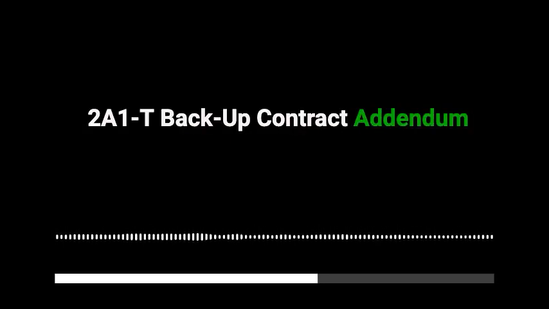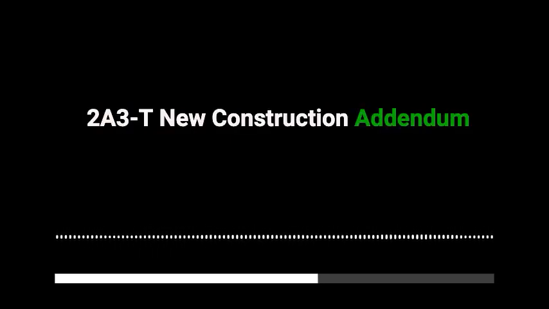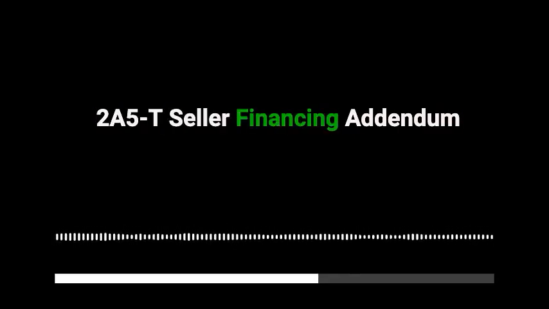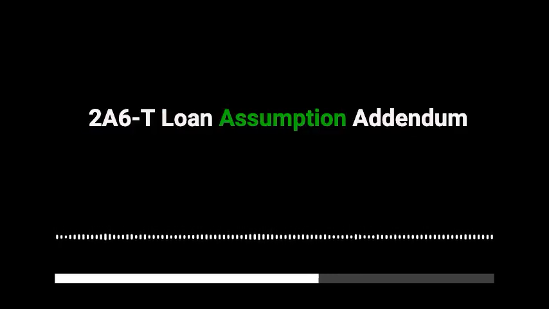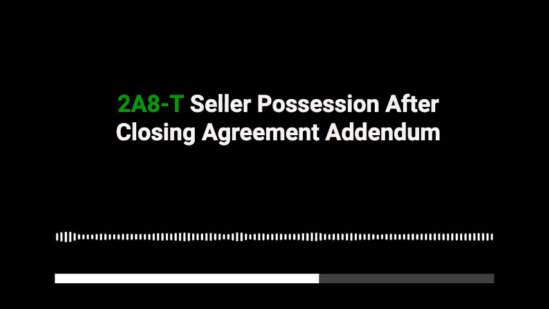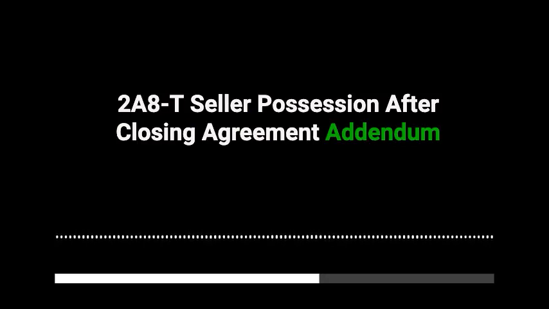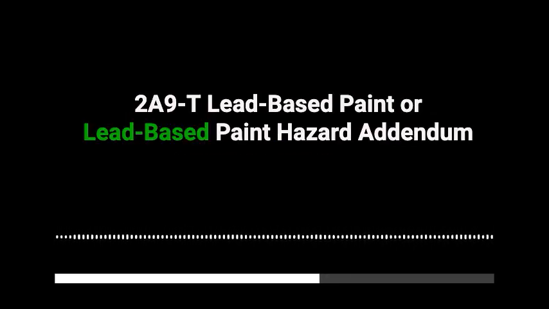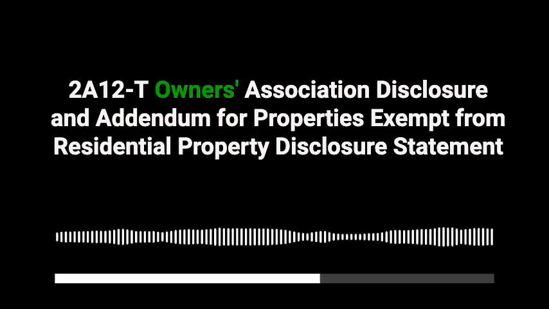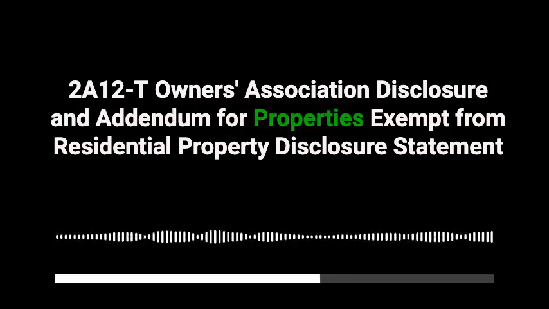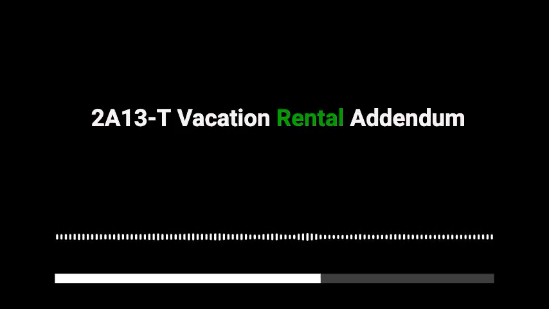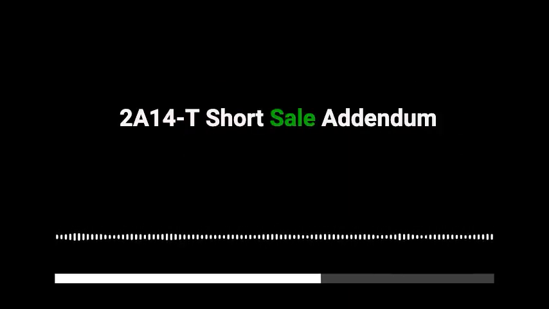2A1T Backup Contract Addendum. 2A3T New Construction Addendum. 2A4T FHA/VA Financing Addendum. 2A5T Seller Financing Addendum. 2A6T Loan Assumption Addendum. 2A7T Buyer Possession Before Closing Agreement Addendum. 2A8T Seller Possession After Closing Agreement Addendum. 2A9T Lead-Based Paint or Lead-Based Paint Hazard Addendum. 2A11T Additional Provisions Addendum. 2A12T Owners Association Disclosure and Addendum for Properties Exempt from Residential Property Disclosure Statement. 2A13T Vacation Rental Addendum. 2A14T Short Sale Addendum.